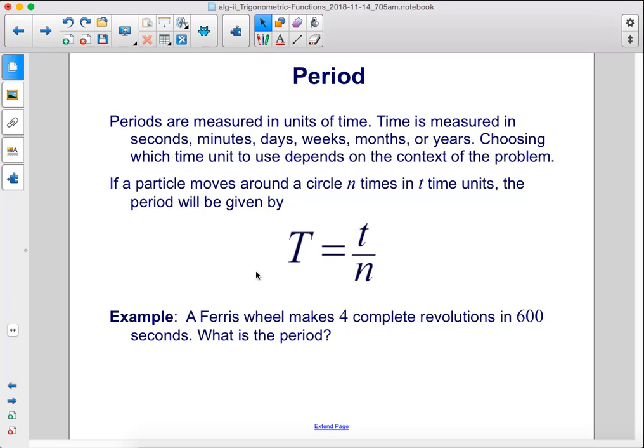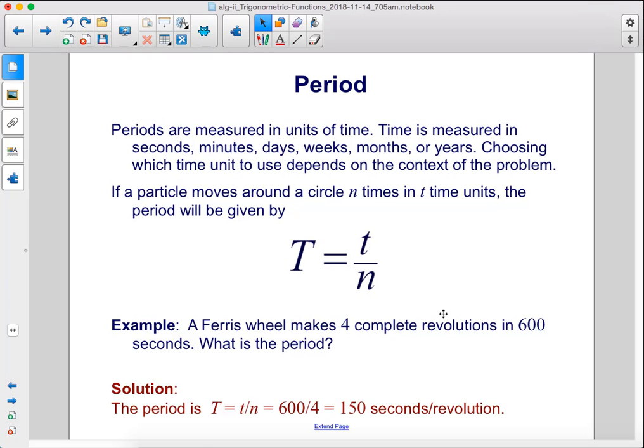If a particle moves around a circle n times in t time units, the period will be given by T equals t over n. For example, a Ferris wheel makes 4 complete revolutions in 600 seconds. What's the period? The period is T equals t over n, which is 600 over 4, or 150 seconds per revolution.